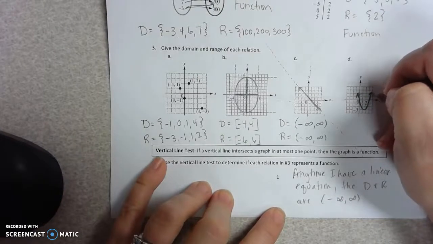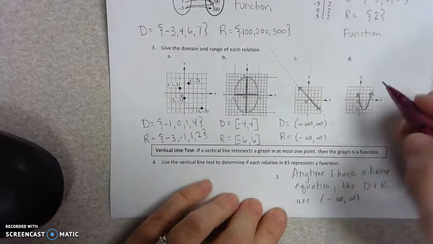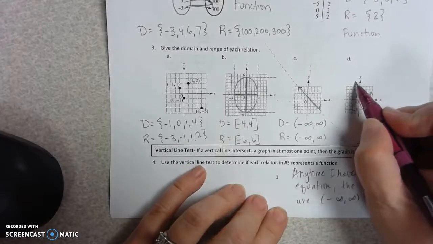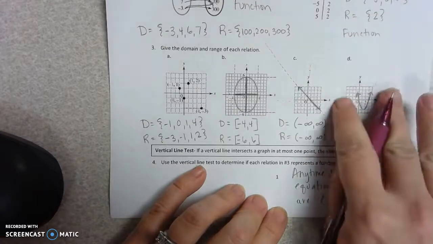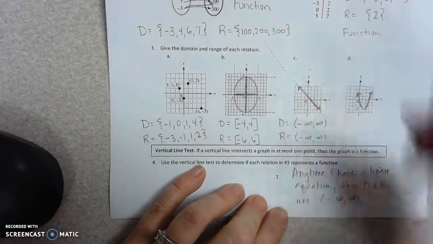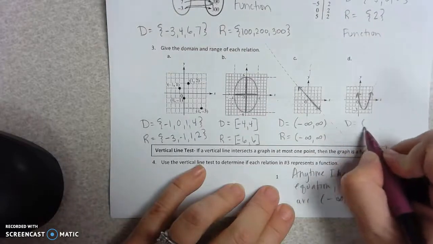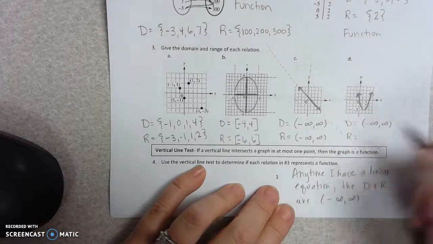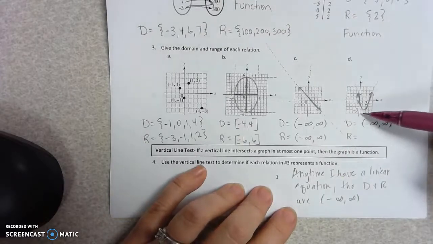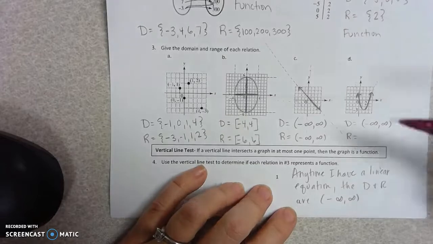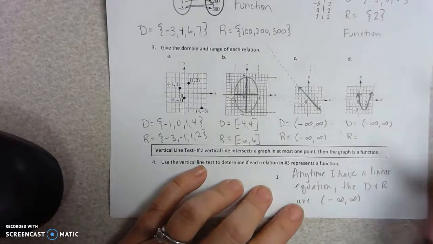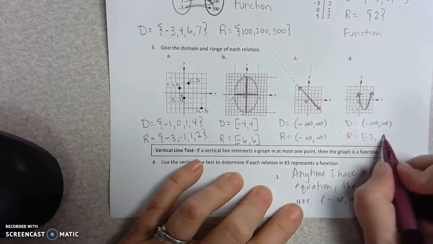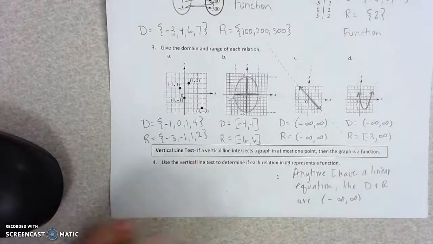Alright, looking at D. This is the graph of a quadratic equation. It's in the shape of a parabola. Remember, these lines say that this goes on forever, and so it just keeps getting wider and wider. So for the domain, it's going to be negative infinity to positive infinity. And then the range, with a parabola, there's a bottom or a top, depending on what the equation is. Here, there's a bottom. So the lower value is going to be -3, and then we keep going in the positive infinity direction.